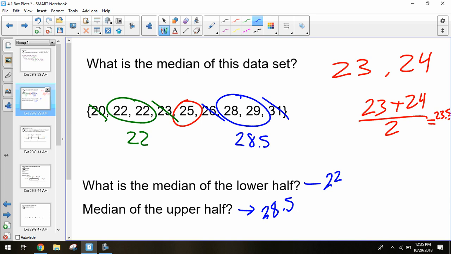So, the reason we want to learn how to find the median, and be able to find the median of the upper and lower half of the data set, is because we're going to use these to talk about box plots. Have we learned about box plots in earlier math classes? Yes. I think you may have, so some of this might be review, some of it might be new, that's okay. So let's talk about a box plot.